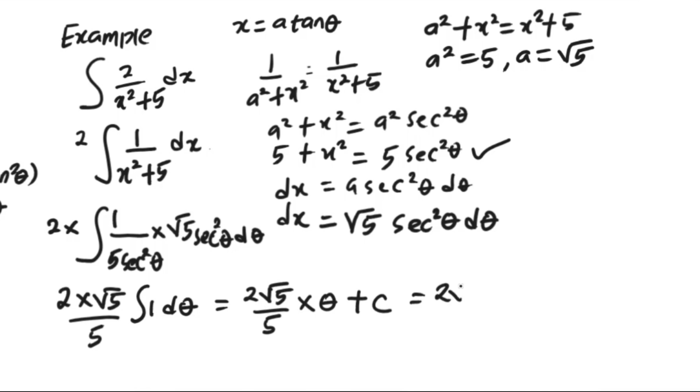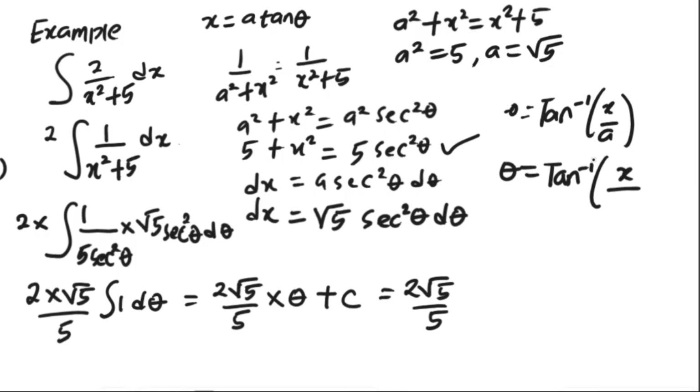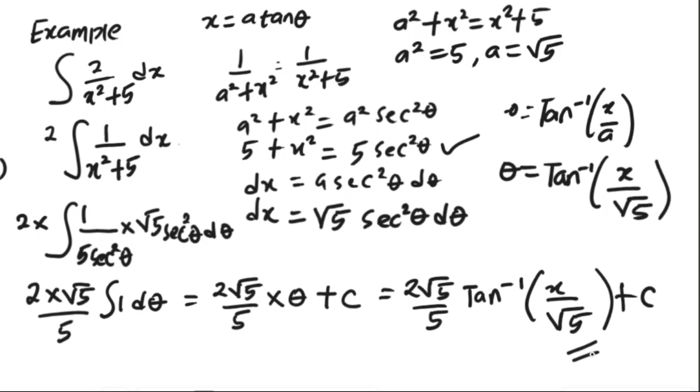So this will give us 2 root 5 divided by 5. Our theta, don't forget, theta is equal to arctan x over a. So our theta here is going to give us arctan, our x is still our x, and our a is root 5. So this will give us 2 root 5 over 5 arctan x over root 5 plus arbitrary constant c. And that will be the final answer.